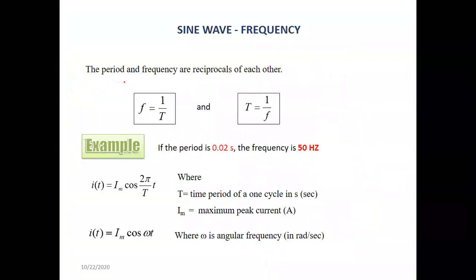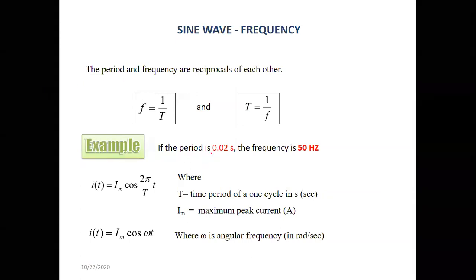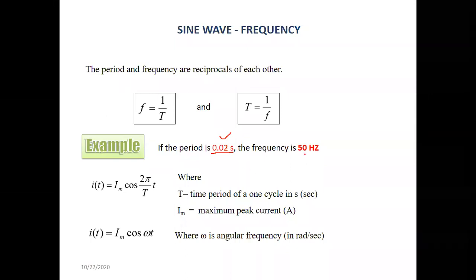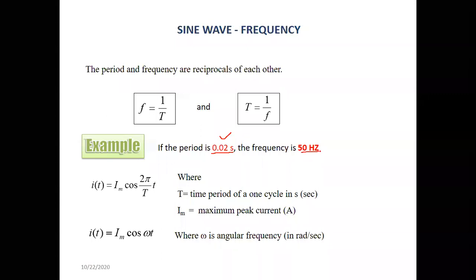So period and frequency are reciprocal to each other. f indicates the number of cycles per second. Then the time taken to complete one cycle is 1 by f. So in a problem, he has given the time period is 0.02 seconds. What is the frequency of the waveform? 1 by 0.02, 50 hertz.